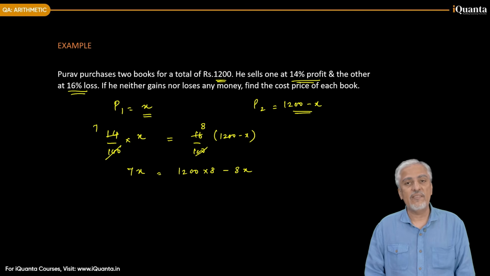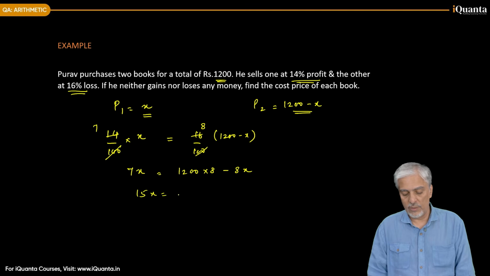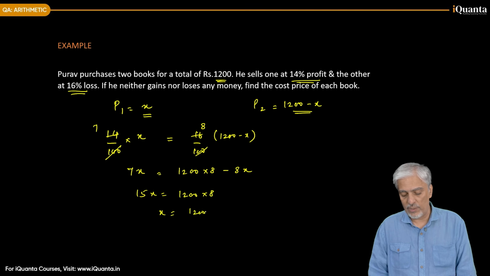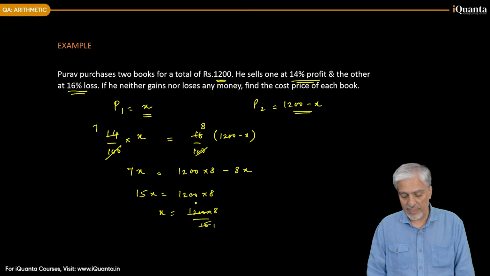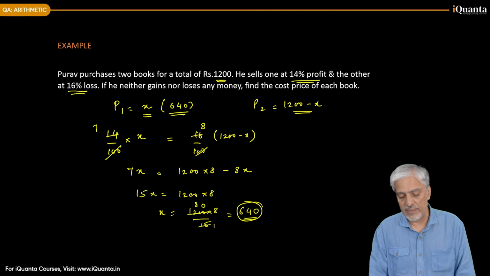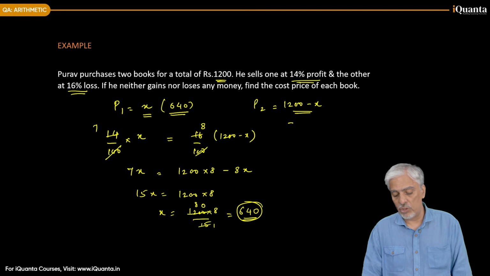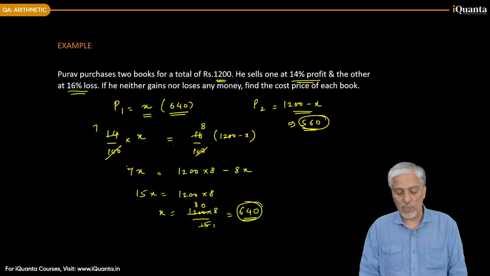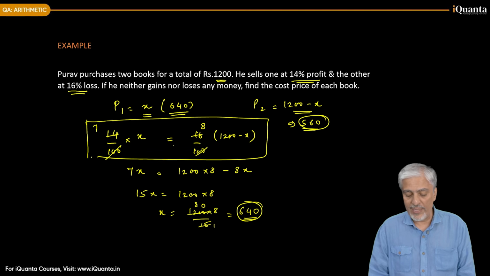Bring the 8x on the left side. 7x plus 8x will become 15x. Will be 1200 into 8. X will be 1200 into 8 divided by 15. 15 8s is 120, 0. 8 8s is 64 with a 0, so 640. So the price of the first book turns out to be 640 rupees. And the price of the second book turns out to be 560 rupees. Because the profit on one is offset by the loss on the other, that is why these two are equal. There can be one more way to do this question.